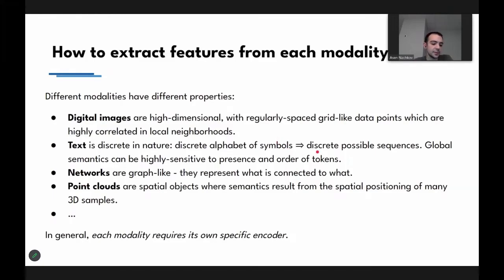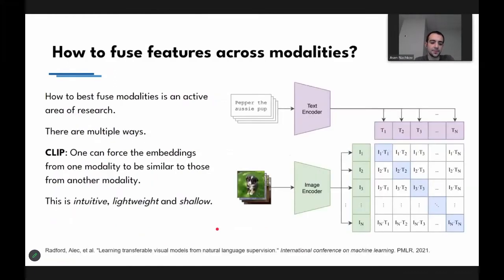So text can be, for example, very sensitive to the presence of some tokens or not. Networks have completely different geometric properties. For example, it's all about what is connected to what in them. So all of these things have to be encoded in a way that respects their constraints, so to speak. So how to extract features from different modalities? The answer is that we do it using specific encoders for each modality.